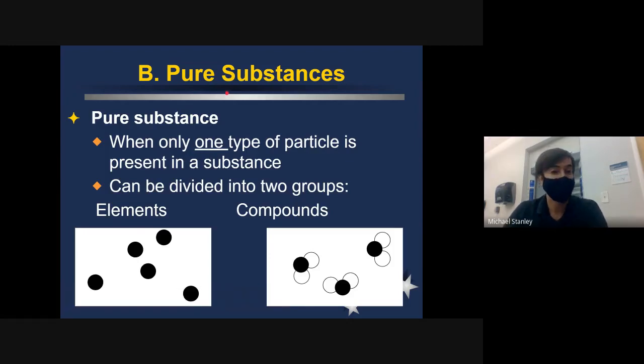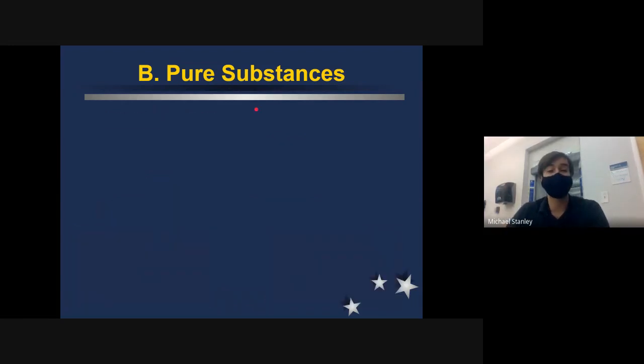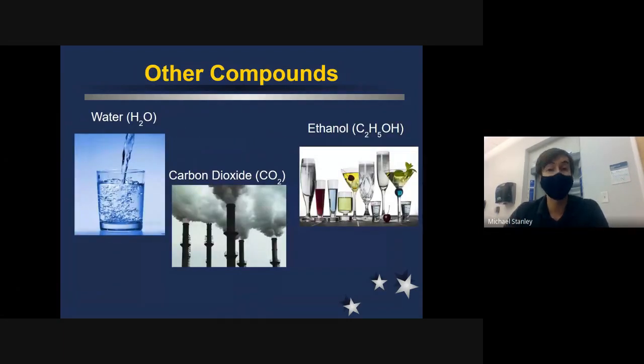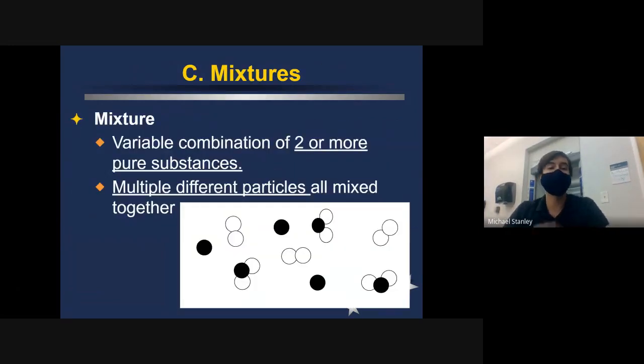On the flip side, we can also have matter that is made up of lots of different types of particles all combined together. And when that happens, we no longer have a pure substance. Instead, what we have is called a mixture. So a mixture is a combination of two or more different pure substances. So if you have lots of different particles all mixed together, then we have what's called a mixture.